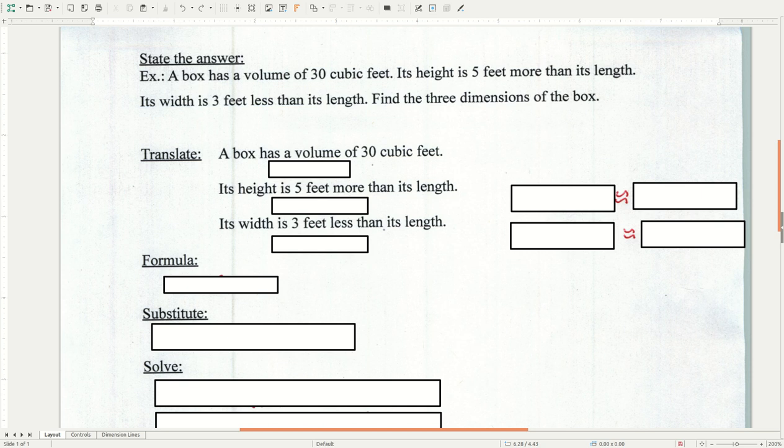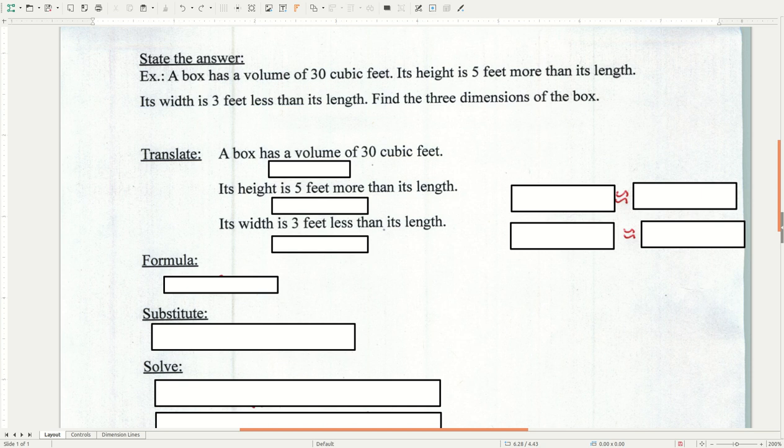Hey everyone, we're going to look at a question new to Math 120 from Chapter 6, and that is the volume of a box. So we're going to start by reading the question. It says that a box has a volume of 30 cubic feet. Its height is 5 feet more than its length. Its width is 3 feet less than its length. Find the three dimensions of the box.